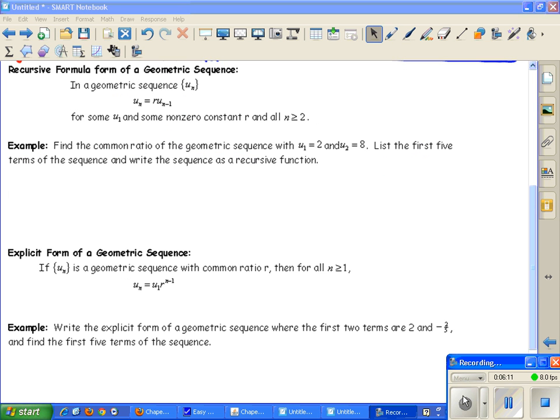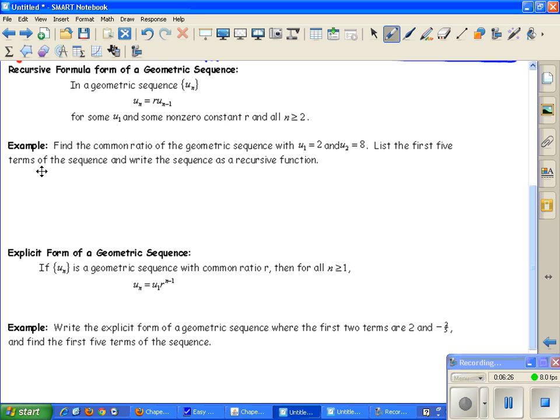So then the next problem says we want to find the common ratio of the geometric sequence with u sub 1 equal to 2 and u sub 2 equal to 8. List the first 5 terms of the sequence and write the sequence as a recursive function. So if we start our sequence, we know that already our first term is 2 and our second term is 8, and we also want to find the next 3 terms of the sequence because it says list the first 5 terms.